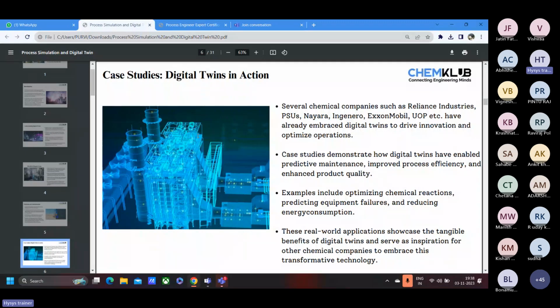So we have already seen and explained the case studies, for example, predictive maintenance and improved process efficiency and product quality. But it also covers how you can optimize the chemical reaction. Even 0.5 or 0.3 or 1 degree Celsius of change can give you a significant increase in your conversion ratios, or even certain analysis of your data on a long-term scale. Then you can also see how your equipment is failing. And energy consumption. See, in today's environment, each and every chemical industry is moving towards net carbon zero.